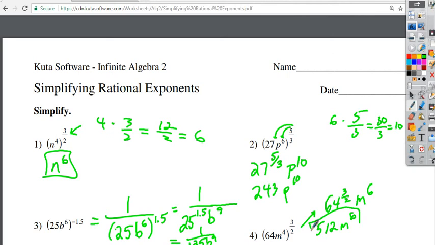So, we're not ending up with any roots here. If you notice, that's because these are designed that way. These aren't designed to end up with roots.